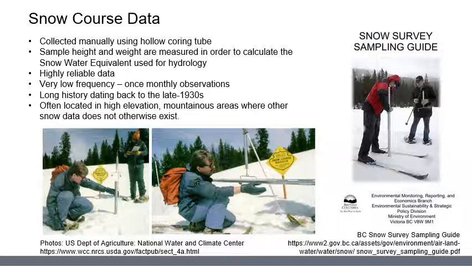This is highly reliable data, but the problem with it is it's only observed once per month through the winter. So we're not capturing a true maximum height of snow. However, this data set goes back to the 30s. It's often in high mountainous areas where other types of snow data are unavailable. So it's not the best data for observing max HS. It's still very useful and interesting. These photos are decades old, but the methods haven't changed at all.